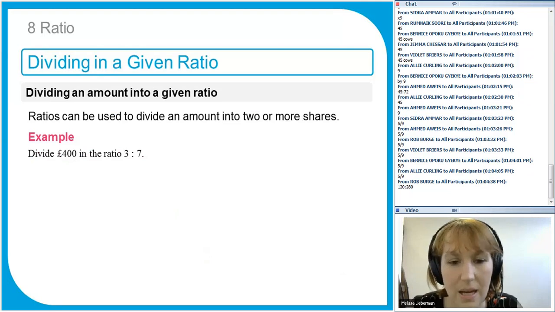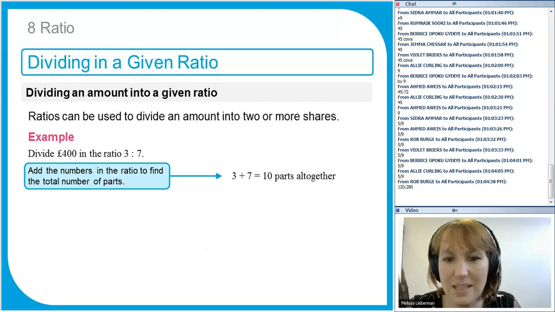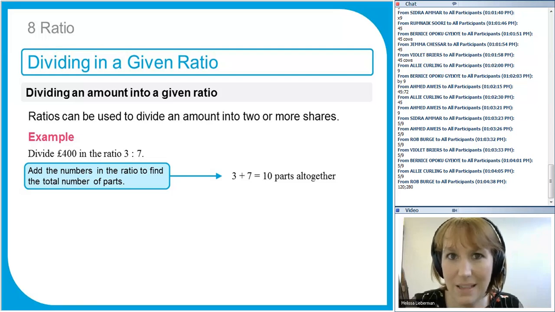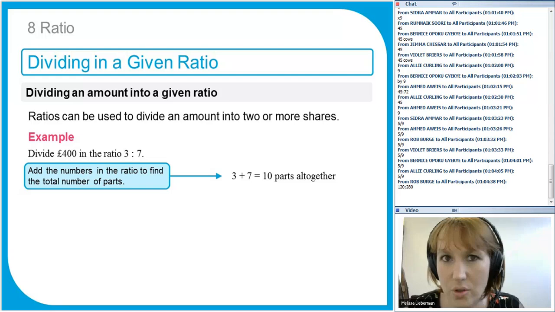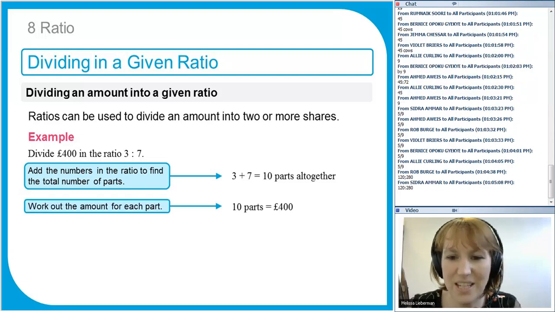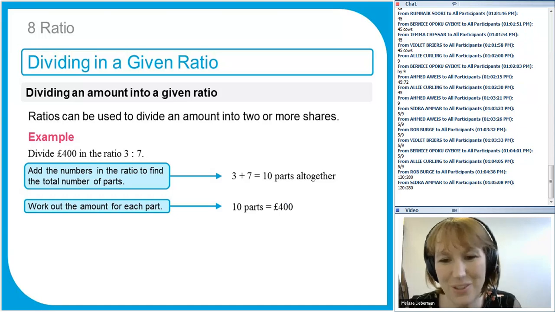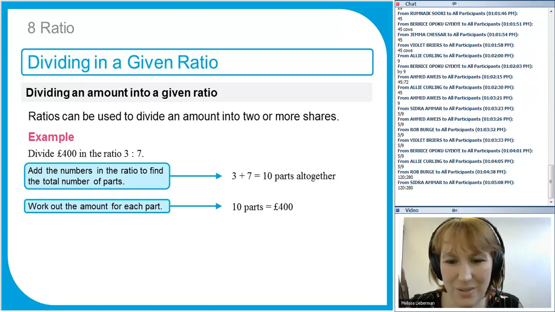So what we normally do in the first step is we want to know how many parts there are altogether. So you need to add the two parts of the ratio together. So if it's 3 to 7, we add 3 and 7, and we get 10 parts altogether. The next step will be to divide 400 into 10 equal parts so that I know the value of each part. 400 divided by 10 should be quite straightforward. I've purposely chosen quite easy numbers just so that we can focus on the method rather than having to get caught up in arithmetic. So each part is 40. So 400 divided by 10, so each part is worth 40.